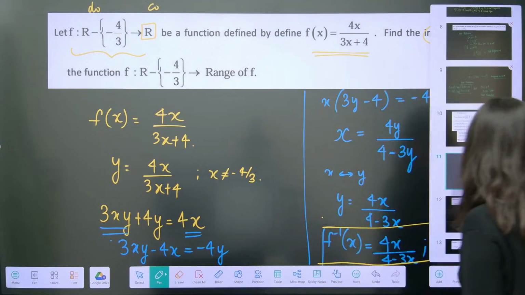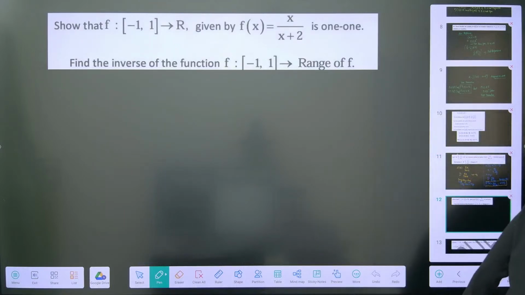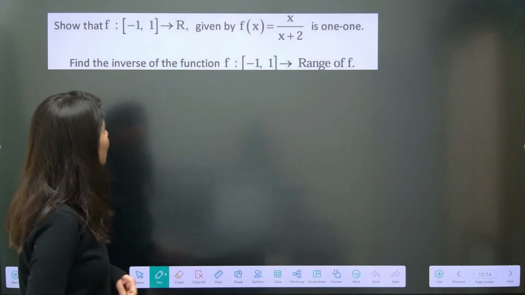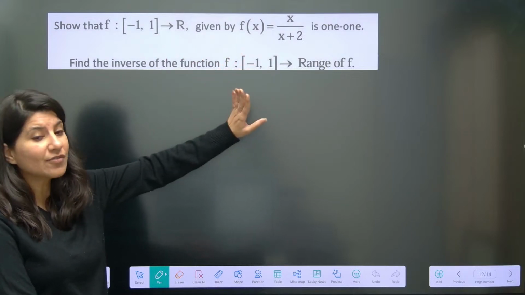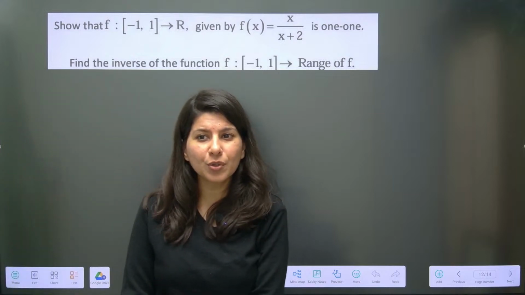Yes. Next question, let us check the next question. This is the next question. Show that this function is 1-1. First of all, show that this function is 1-1. How to show whether a function is 1-1 or not? Do you know the method?